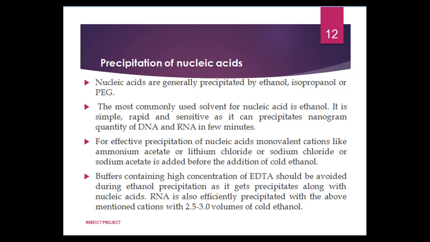For effective precipitation of nucleic acids, monovalent cations like ammonium acetate, lithium chloride, sodium chloride, or sodium acetate are added before the addition of cold ethanol. Buffers containing high concentrations of EDTA should be avoided during ethanol precipitation, as it precipitates along with the nucleic acid. RNA is also efficiently precipitated with the above mentioned cations with 2.5 to 3 volumes of cold ethanol.